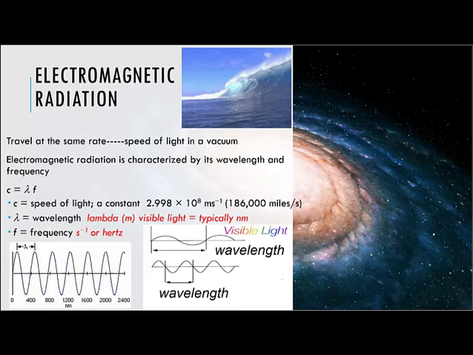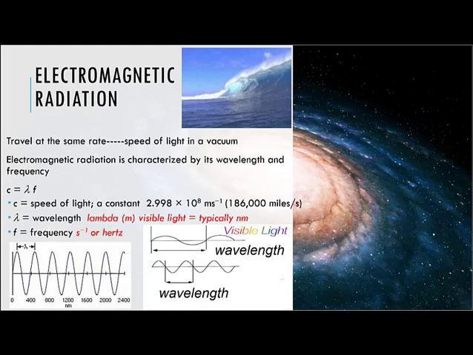So this is wavelength, and we typically measure it in nanometers. And then we have frequency, and that refers to the number of waves that pass a given point in a unit of time, usually per second. The unit for frequency is written either as s^-1, which means inverse seconds, or hertz.